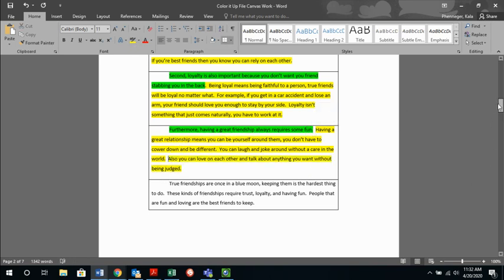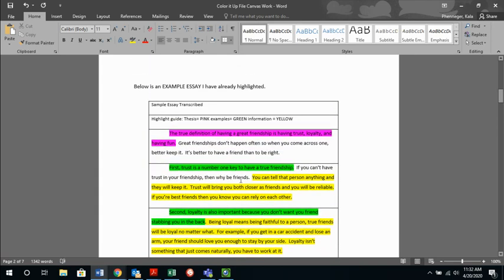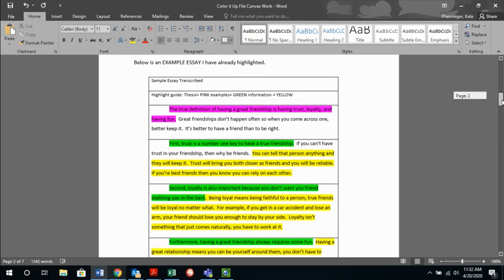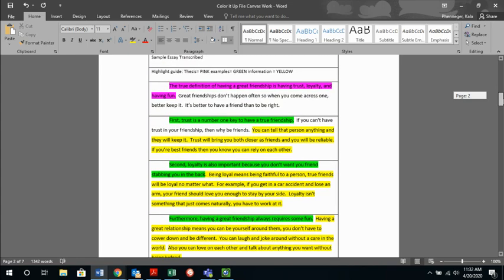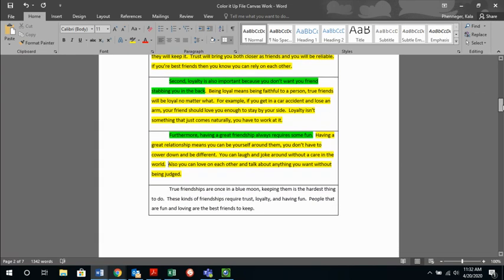So this is a pretty solid essay. You see, there's only a little bit of unhighlighted space. There's only a little bit of extra information for each of the paragraphs. It was 4, I believe. And then we have our conclusion at the bottom here. It says true friendships are once in a blue moon. Keeping them is the hardest thing to do. These kinds of friendships require trust, loyalty, and having fun. People that are fun and loving are the best friends to keep. All right, so this would be done.